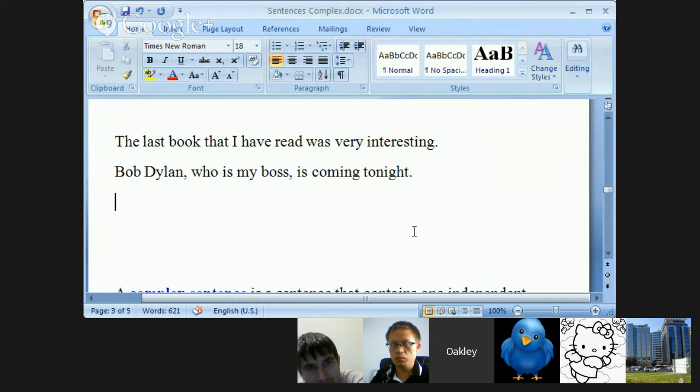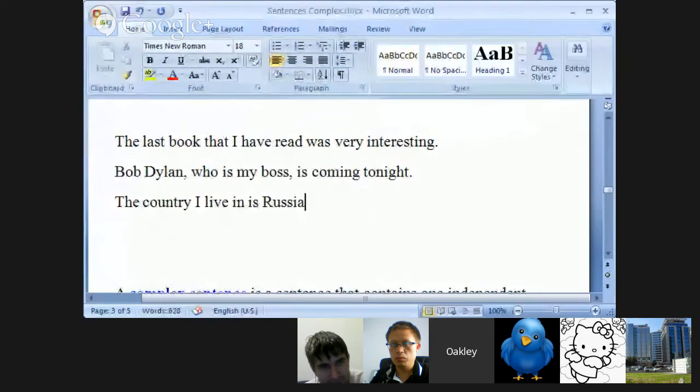Okay. All right, Vladimir, let's give this a try. See if you can stick a relative clause in the middle of an independent clause. The country I live in is Russia. Okay. I think we need commas here. Do you think so? The country is Russia. I think we don't need commas. Really? I think it's essential to understand the sentence.